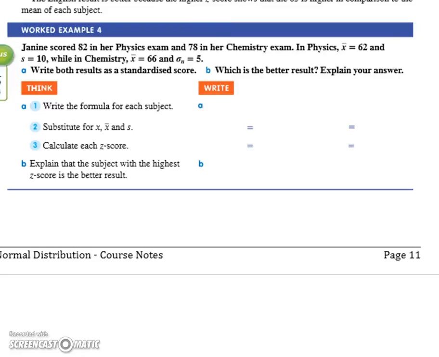So Janine scored 82 in her physics exam and 78 in her chemistry exam. Okay, what we're going to do is use Z-scores to decide which one was actually the better result. Okay.